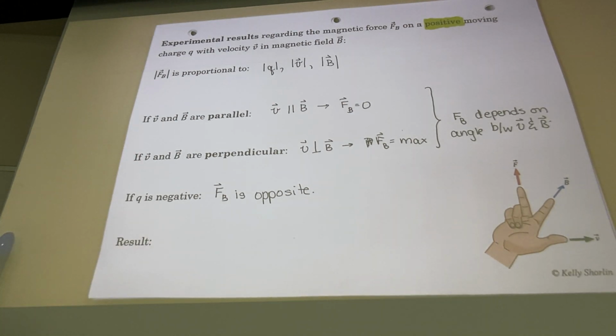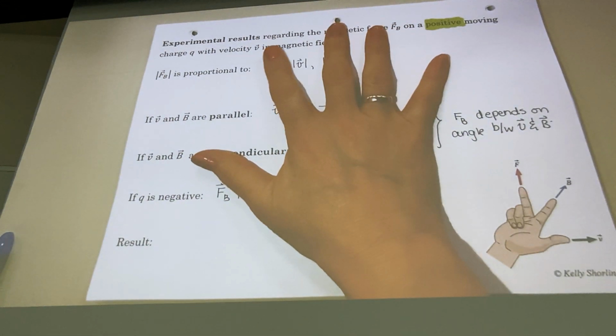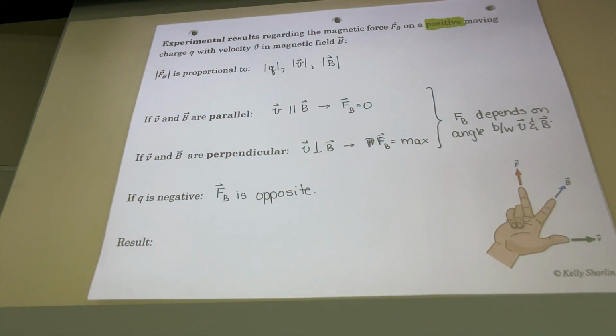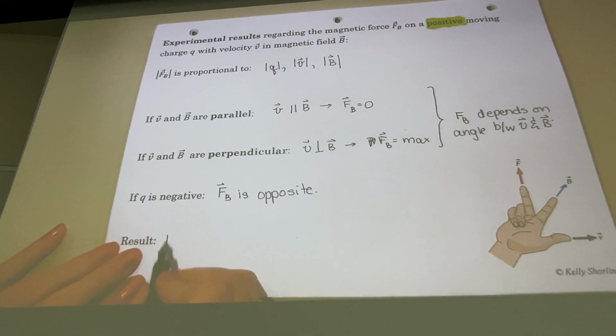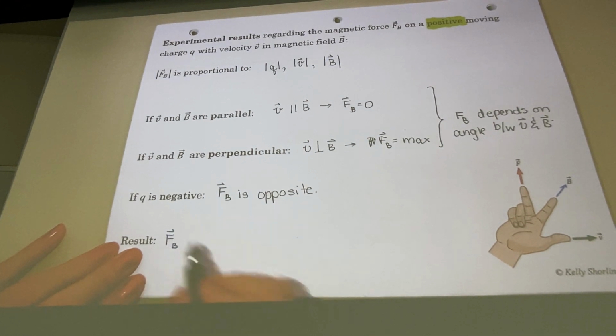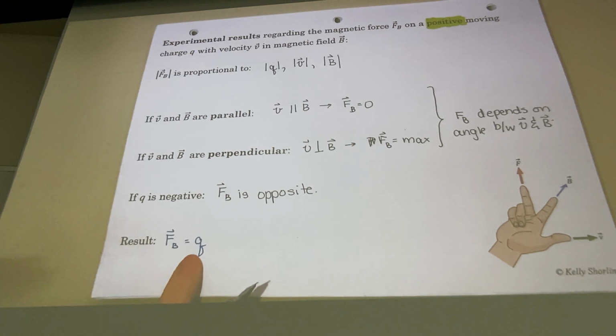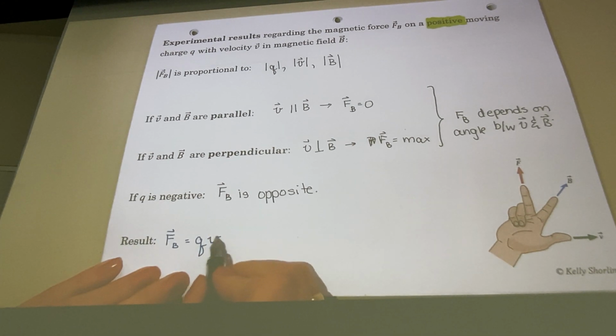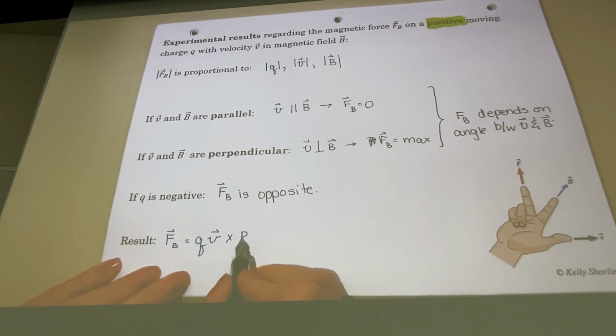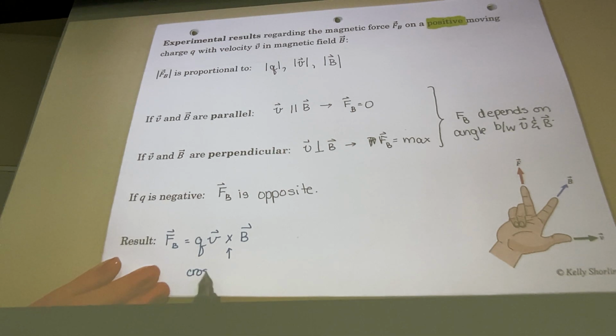So we can take all of these experimental results and write our expression for the magnetic force: our magnetic force is our charge q, where we include the sign of the charge, it could be positive or negative, times v cross B. This is called a cross product or a vector product.